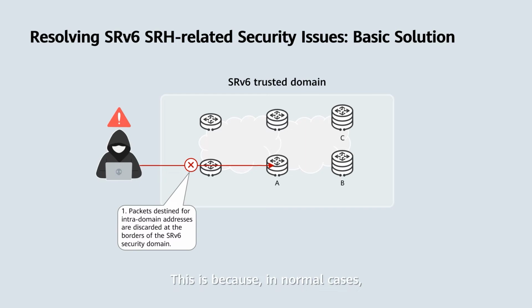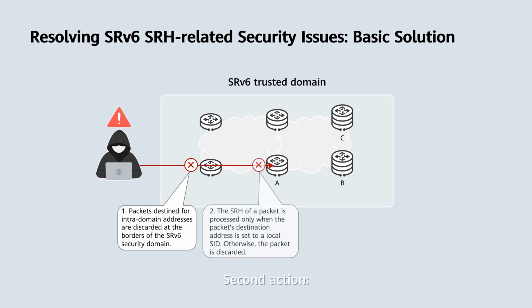This is because, in normal cases, internal SIDs should not be leaked out of the domain. If an internal SID is obtained by a device outside the domain, the packet carrying the SID is considered an attack packet. Second action: enable the device to process a packet's SRH only when the destination address of the packet is set to a local SID. Otherwise, the device discards the packet.